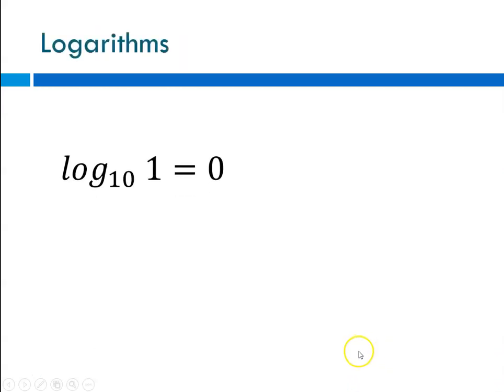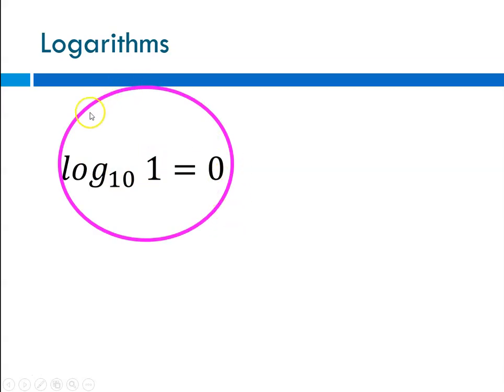So let's talk a little bit about logarithms. The log base 10 of 1 is equal to 0. In math class you might have learned this little circle thing, where we say that the log base 10 of 1 equals 0 because 10 raised to the 0 power is equal to 1.